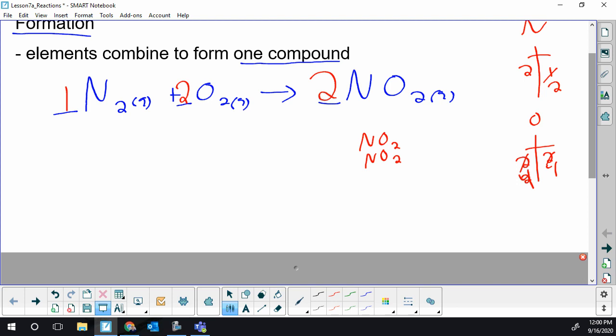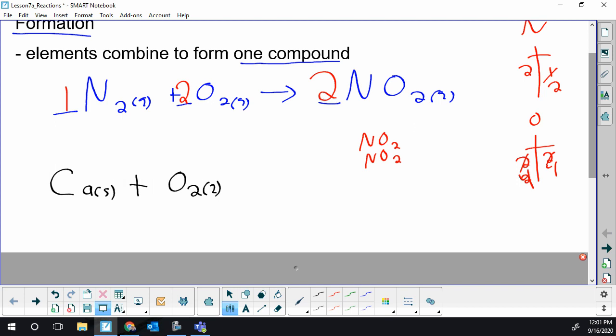I'll do a second example and then we'll move on to decomposition. This one's going to be ionic. I'm going to start with calcium in its elemental form. Now all the metals come in ones. I'm going to react that with oxygen. And oxygen, as we just saw above, comes in pairs, and it's oxygen gas.